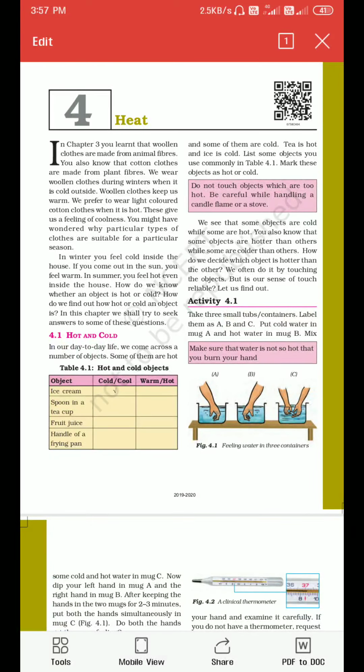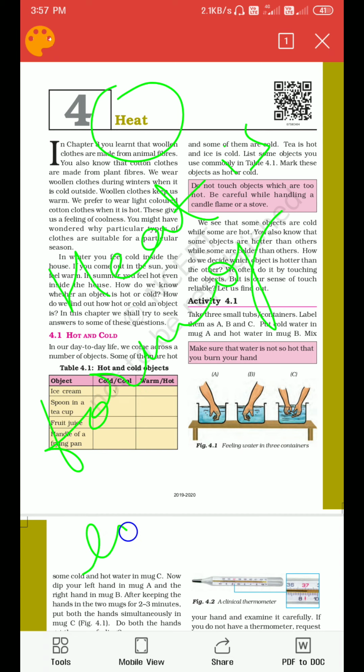Hello students. Today we are going to study the chapter that is heat. All of you are very familiar with this term. You often use this term at your home or in your daily life. So let me first introduce what heat is. Heat is a form of energy which always travels from hotter one to colder one.